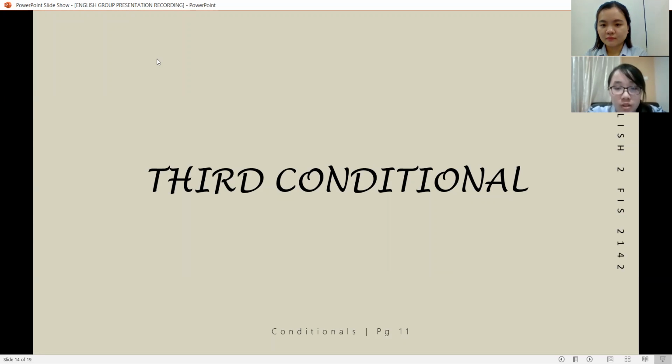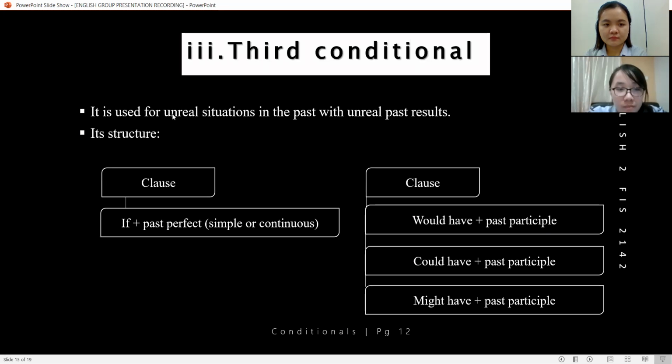Third conditional. It is used for unreal situations in the past with unreal past results. The structure for third conditional is clause 1 is if plus past perfect, and clause 2 is would have plus past participle, or could have plus past participle, or might have plus past participle.